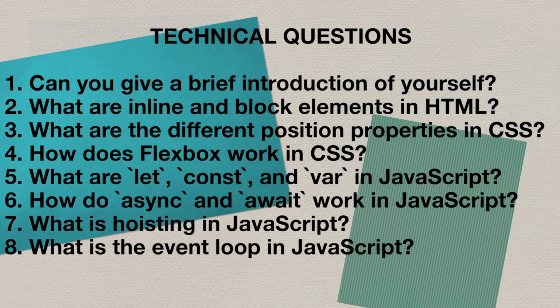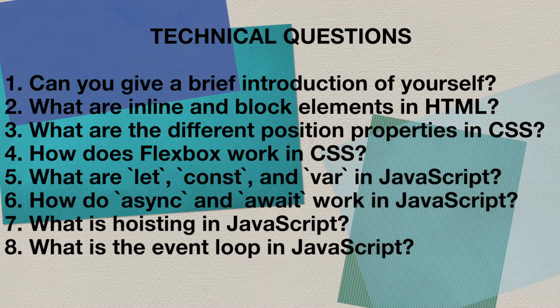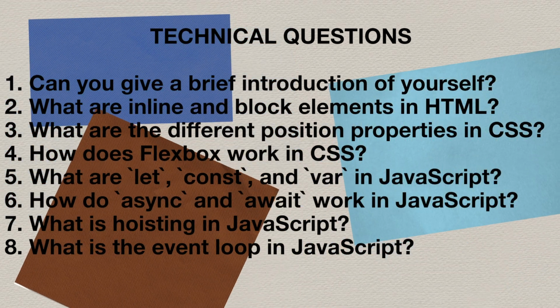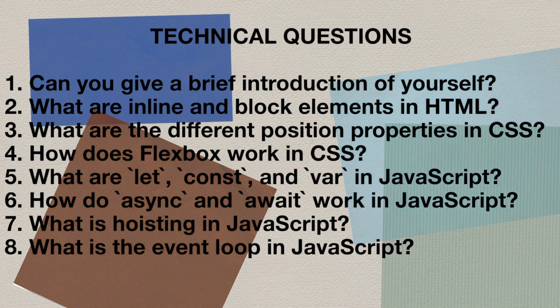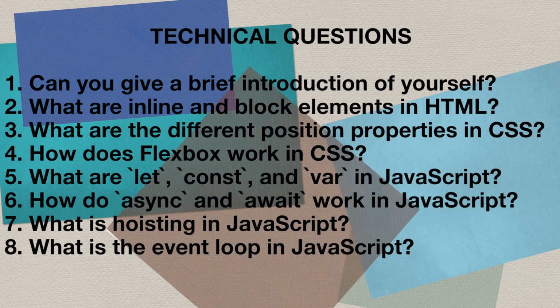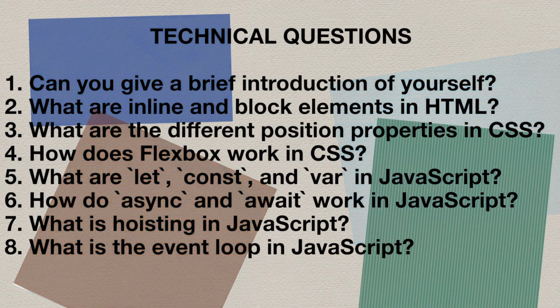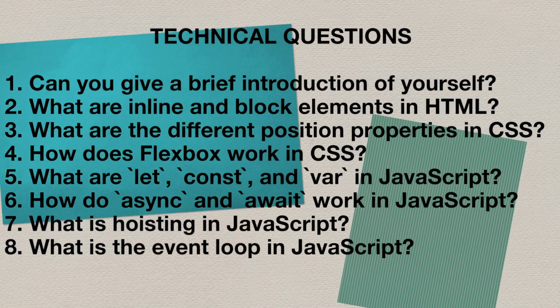So the next question is how flexbox works. Flexbox is basically a property we use to align the elements in the page. Flexbox has this property where we can change the display to flex. We can use wrap with it. We can use flex direction as row or column, or the reverse of both.